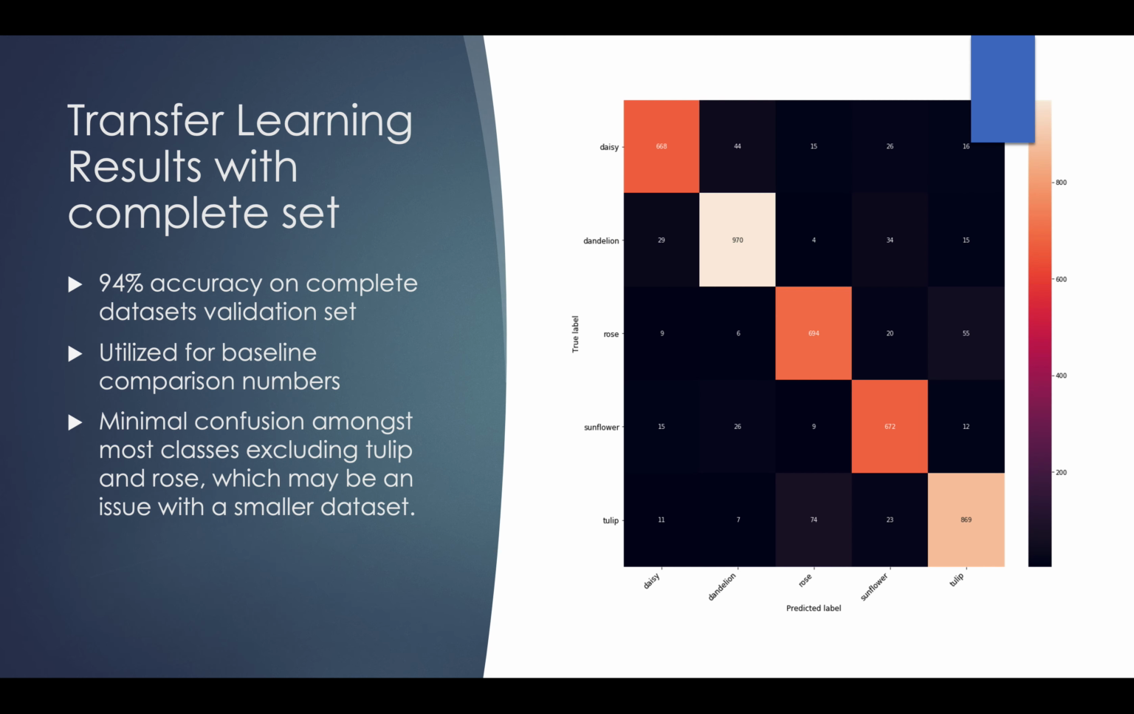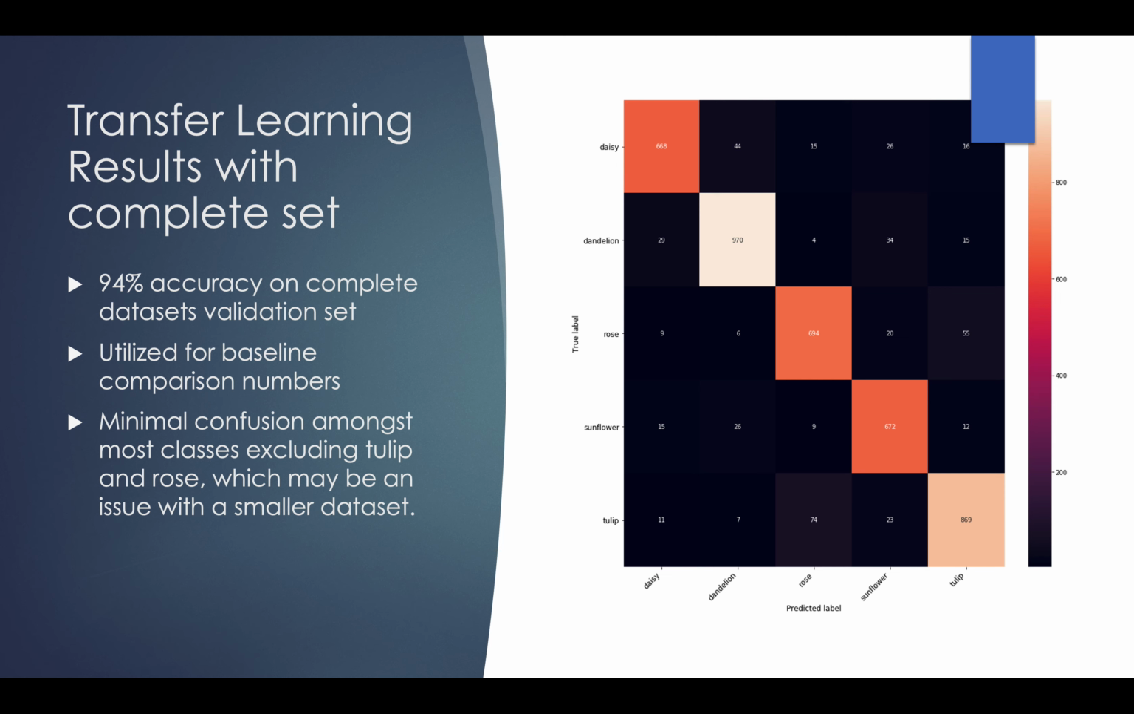So our transfer learning results with the complete set were quite good. We ended up having a 94% accuracy on the validation set. This transfer learning model that was trained on the complete set is really utilized for our baseline numbers to compare against the other two models: the MAML implementation that we saw earlier, and the transfer learning model you'll see in a bit, which is trained on the subset.